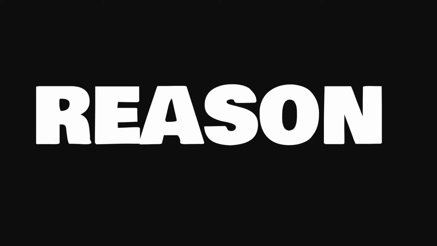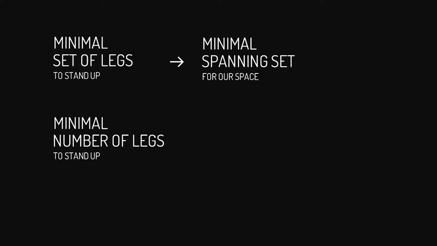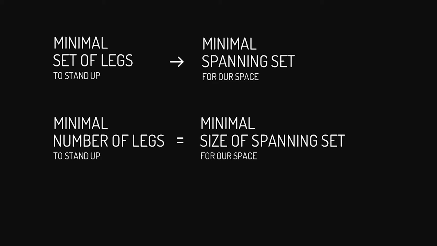Dimension measures how roomy a space is. Why did we talk about it in such a roundabout way using spanning sets? Here's the reason. Spanning sets help connect how we stand to dimension. We already saw that a set of legs standing up gives a spanning set for our space. So, a minimal set of legs gives a minimal spanning set. As a result, a minimal number of legs standing is just the size of a minimal spanning set for our space, which is just the dimension of our space, 3.